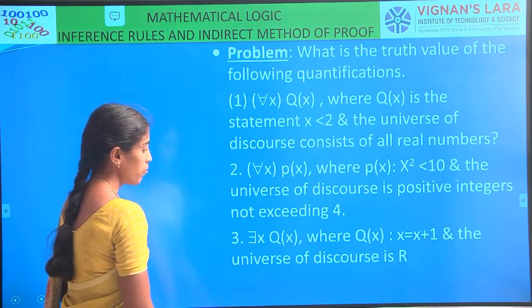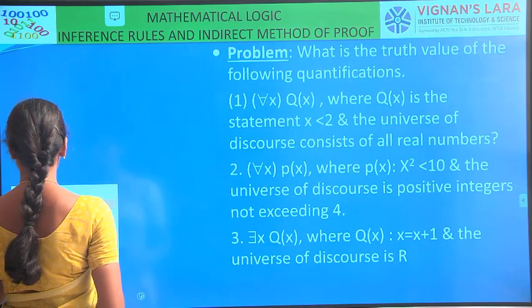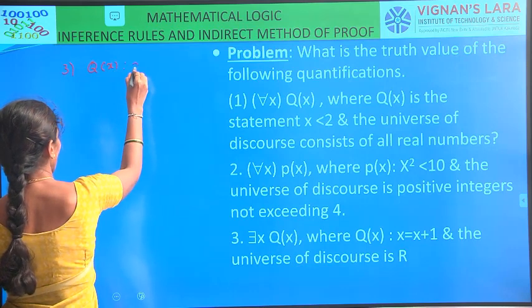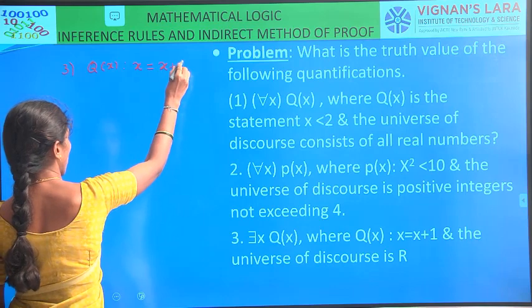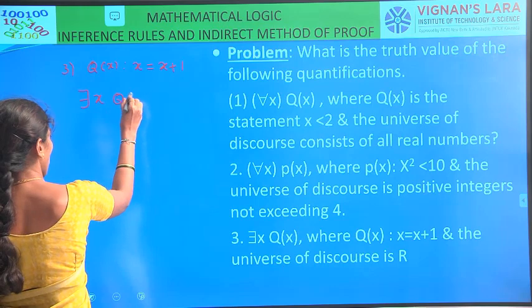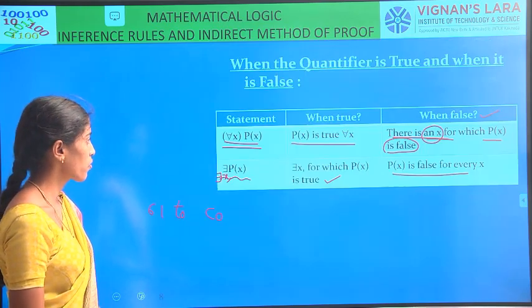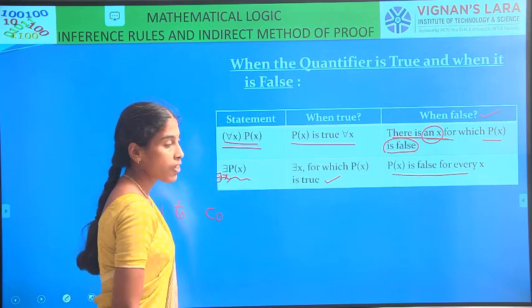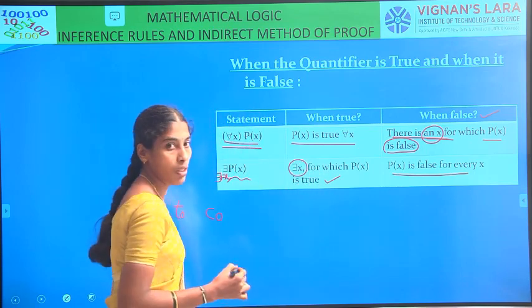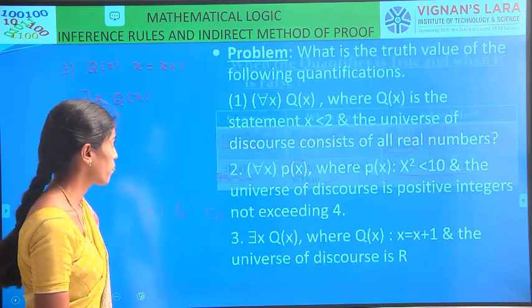Now we see the third one. What is Q of x? Q of x is the statement x is equal to x plus 1. What is the quantifier here? There exists x, Q of x. When is it true, and when is it false? An existential quantifier is true if it is true for at least one x. It is false if it is false for all values.